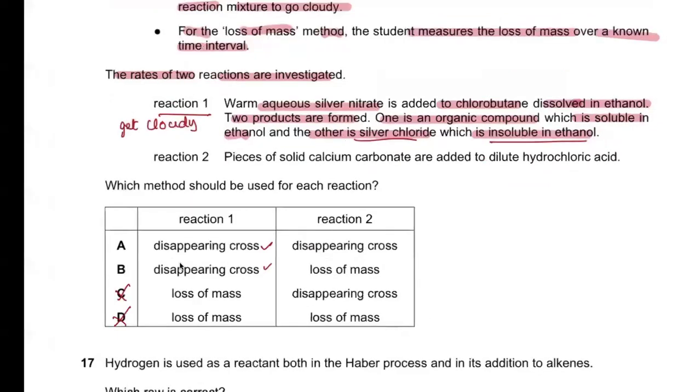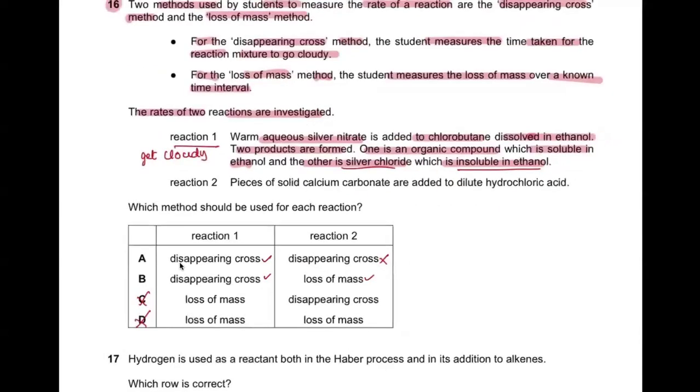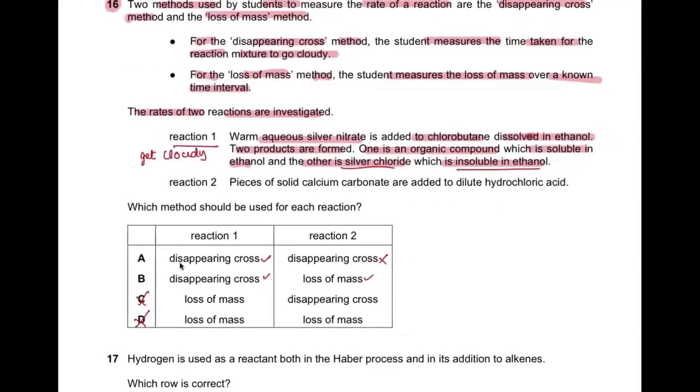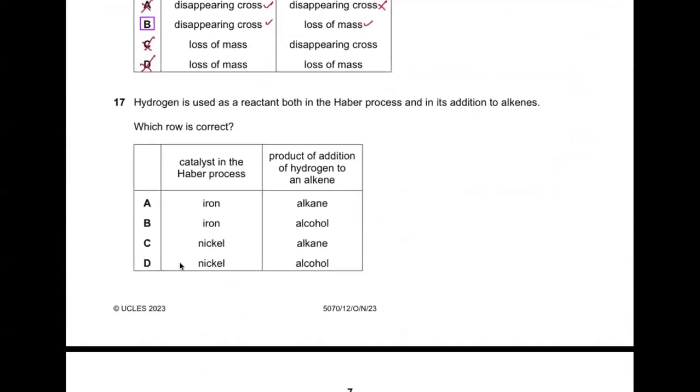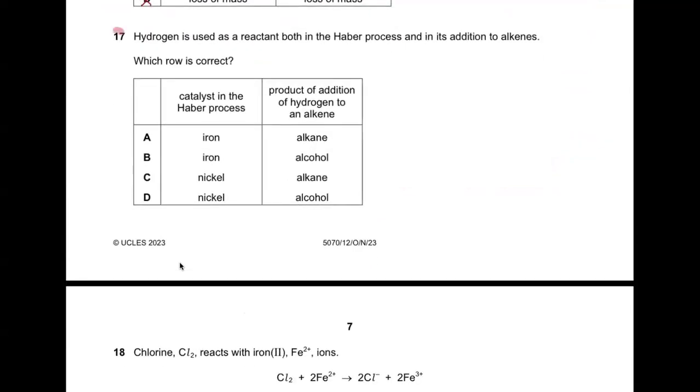Obviously, if reaction 1 is the disappearing cross method, then reaction 2 would be the loss of mass method, not the disappearing cross method, because they have already told you one is the loss of mass method and one is the disappearing cross method. So A goes wrong and B is the correct answer. And to be sure, a piece of solid calcium carbonate is added to dilute sulfuric acid, so carbon dioxide would form. Obviously the gas escapes, the mass decreases. So yes. Okay.